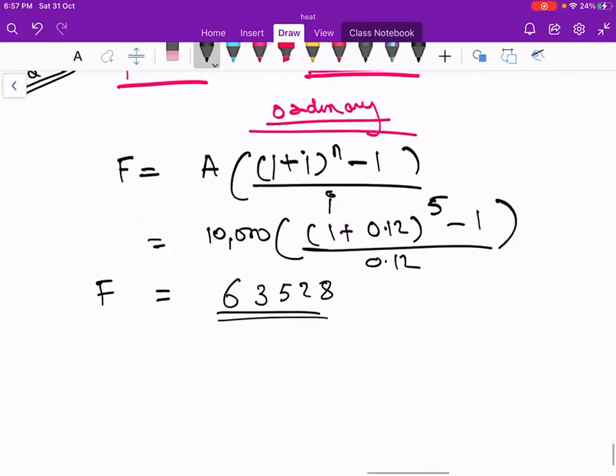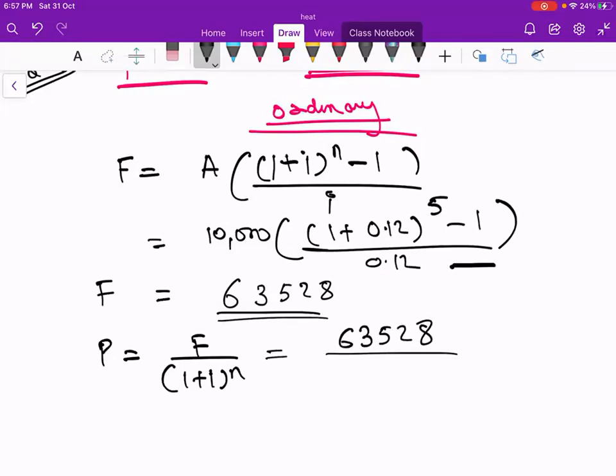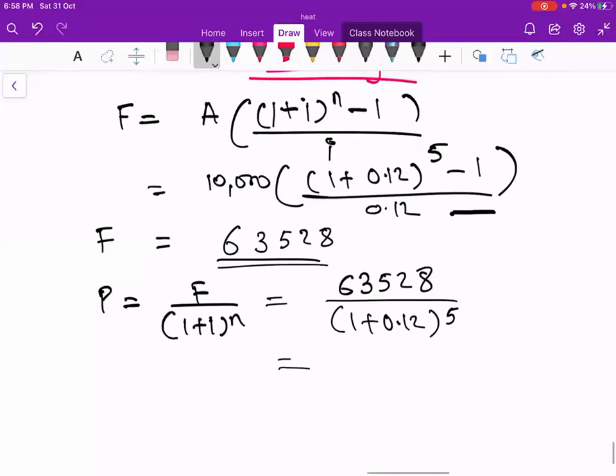What do we want? Present. So what is present? P equals F by (1 plus I) to the power n. You can directly do it here also, but this is the first time, that's why I'm solving it this way. So it will be 63528 divided by (1 plus 0.12) to the power 5. How much are you getting as the answer? I think 36047. So this is the answer.